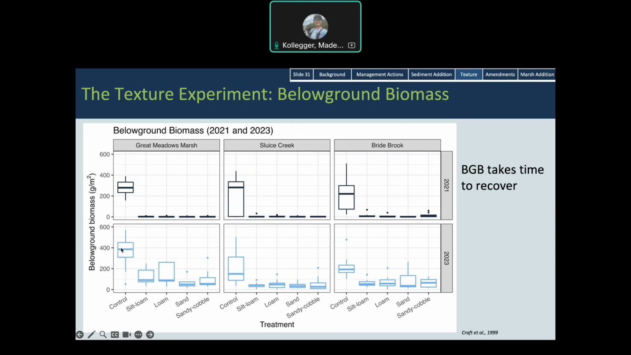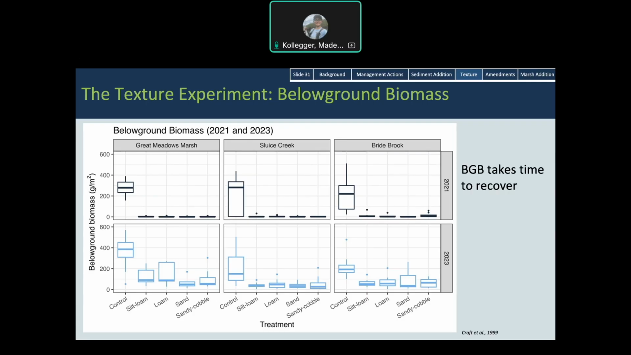What I want you to notice here is that in 2021, when we had just added the sediment, our control plots, or the native marsh that had plants in it, had significantly higher below ground biomass than the rest of the marsh, right? Because we had just added sediment to it, so there were no plants or roots there. But by 2023, even though we did see a growth of above ground biomass, we didn't see as many roots in those plots as we did in the controls. So the controls still had more roots, but not as different.